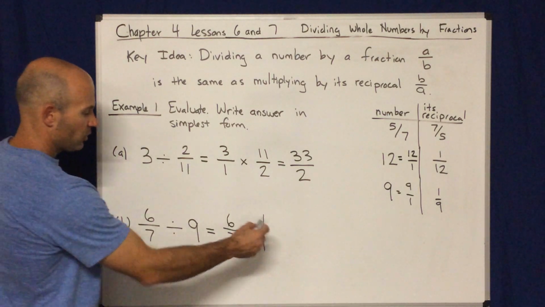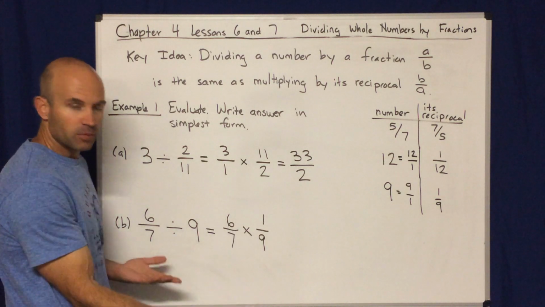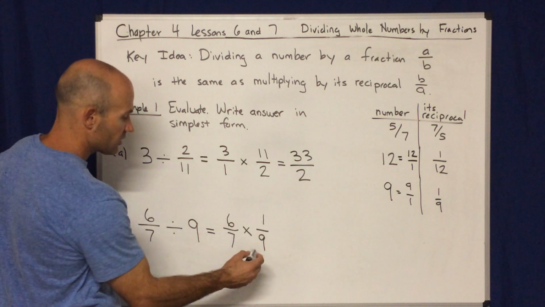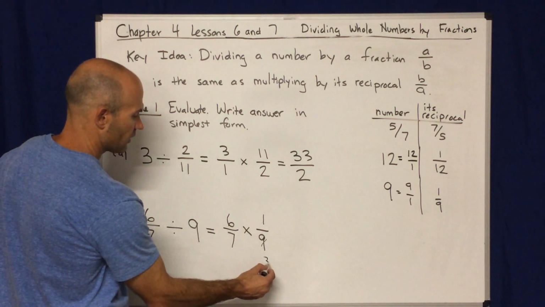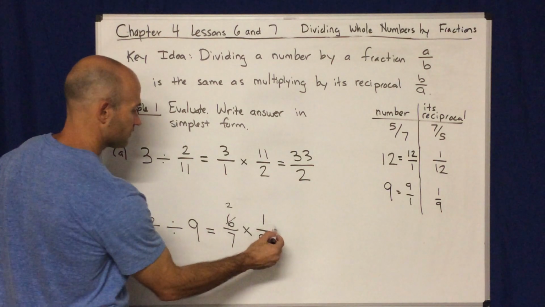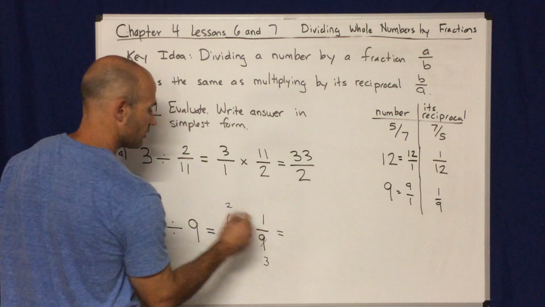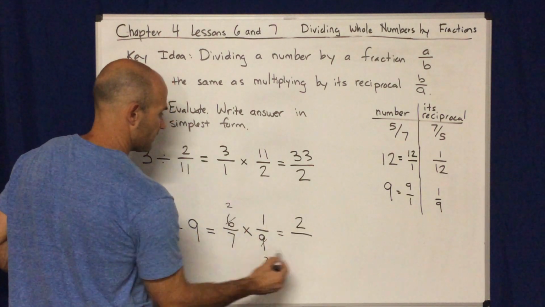And now I go ahead and do my multiplication. I look for common factors before doing the multiplication. 9 and 6 have a common factor of 3. 3 goes into 9 3 times, and 3 goes into 6 twice. Multiplying straight across, 2 times 1, and 7 times 3.